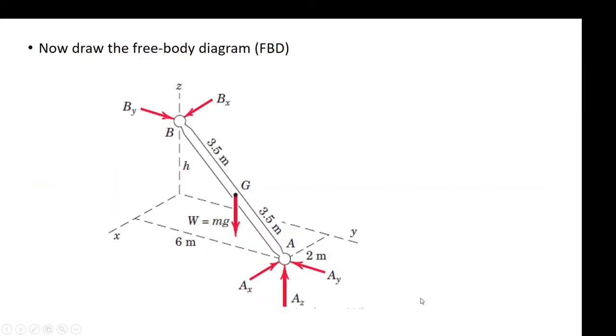So now you can draw the free body diagram. You have the force components of the reaction at A and the force components of the reaction at B. You may observe that there is no Bz because there were no frictional forces. These are normal forces from the wall, and there is no friction, and the force in that direction would actually be tangential to the wall, hence this does not exist. And from the midpoint of the shaft, the weight of this shaft will be acting downward.